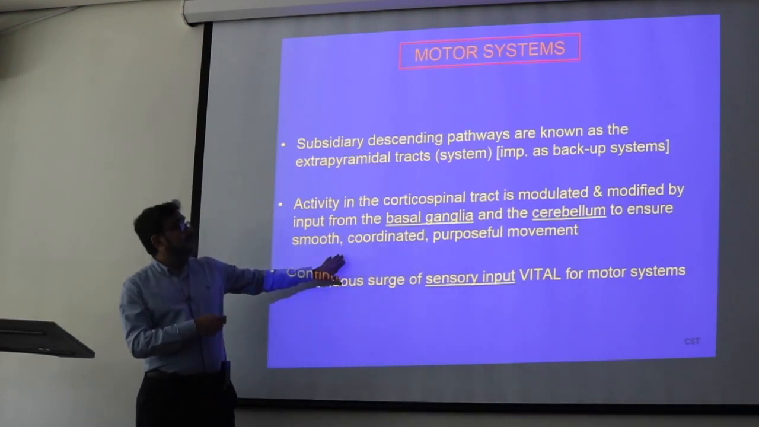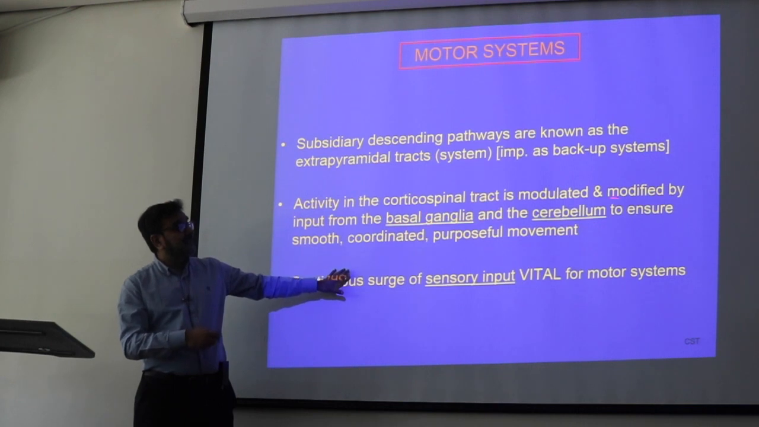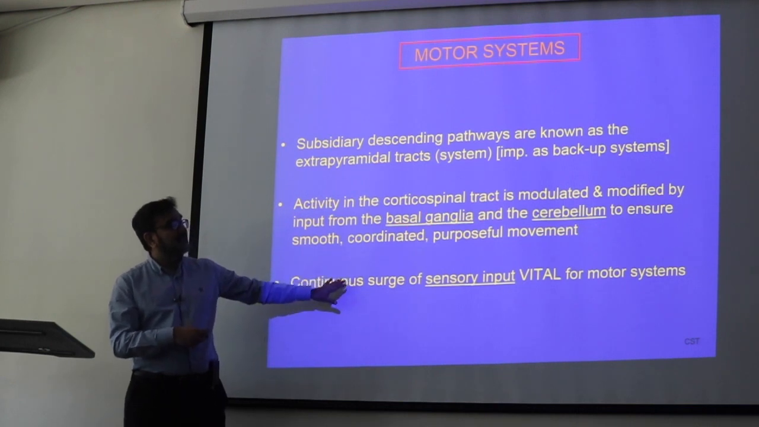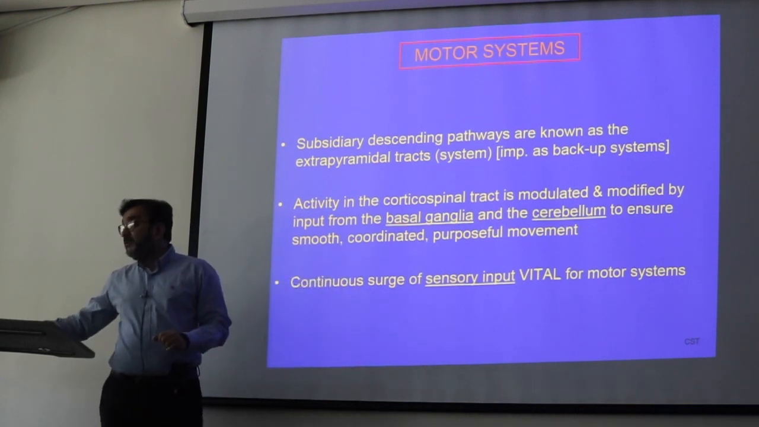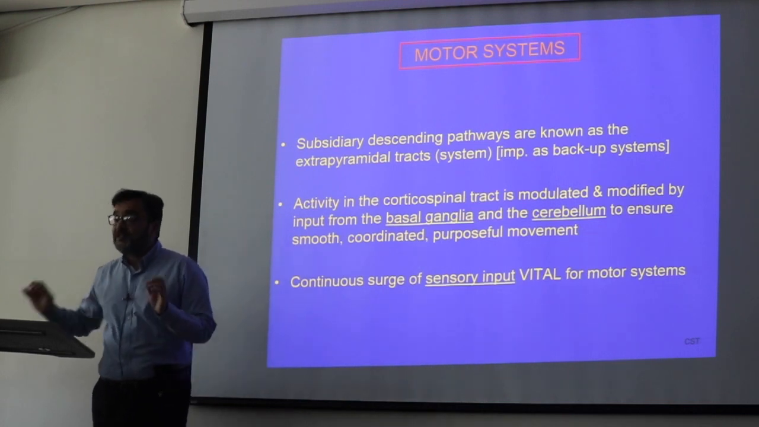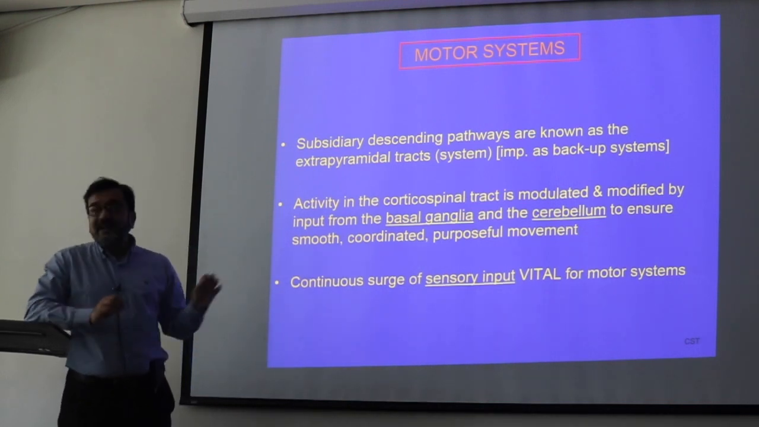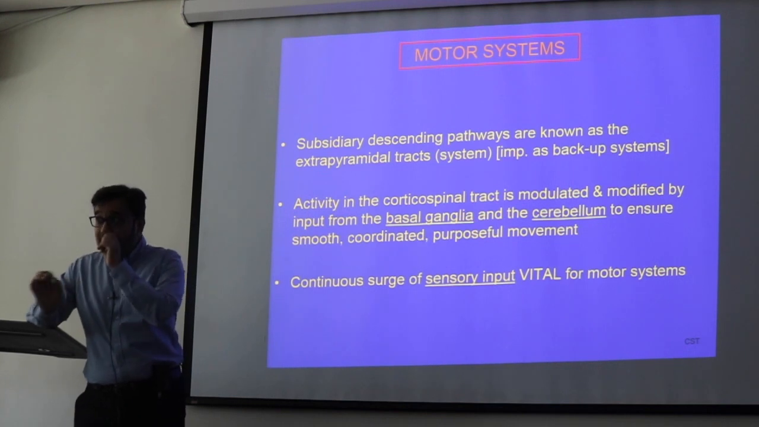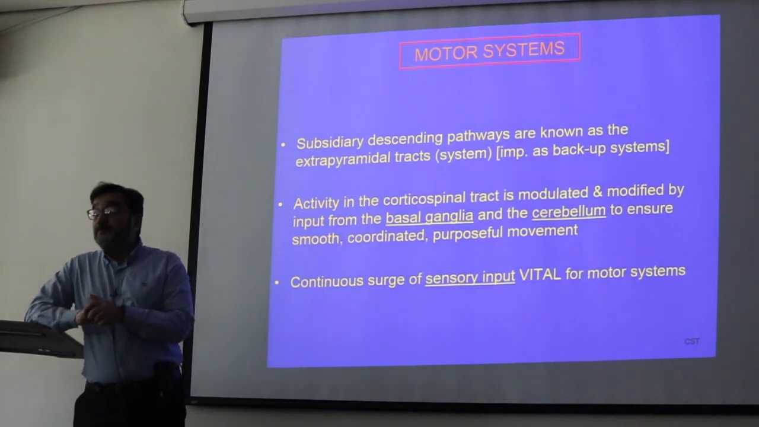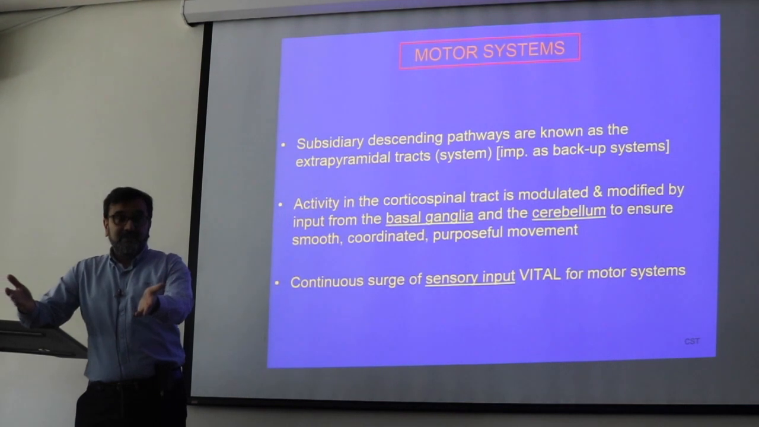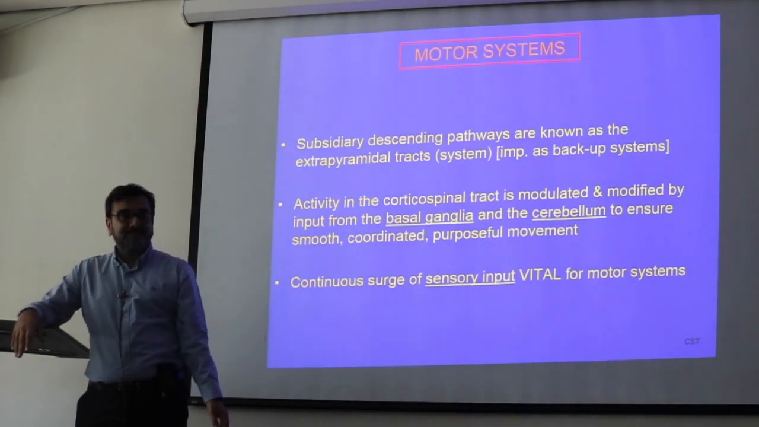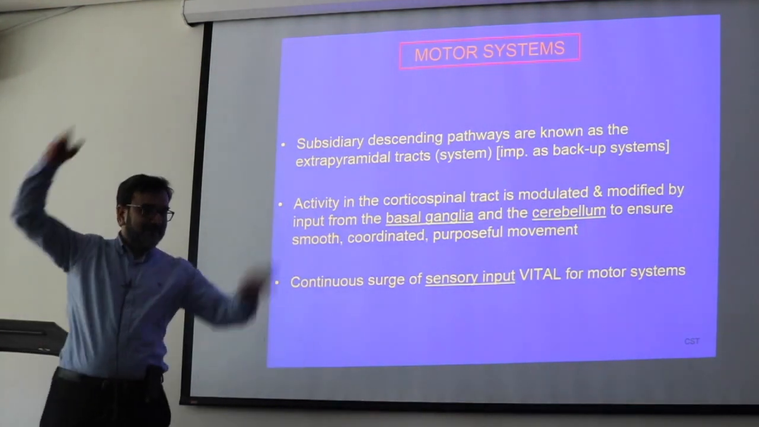In addition to this, there are two other parts in your motor system. One is called the basal ganglia, the other is called the cerebellum. So what is the function of basal ganglia and what is the function of cerebellum? Now, when you are sitting at rest, do you have any movements? No. Are you doing this?